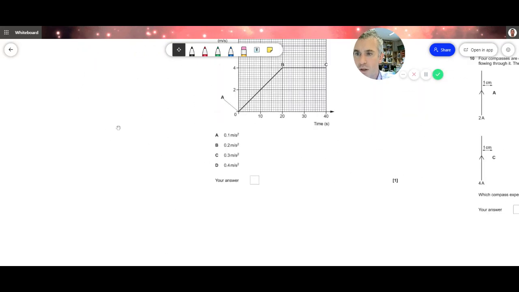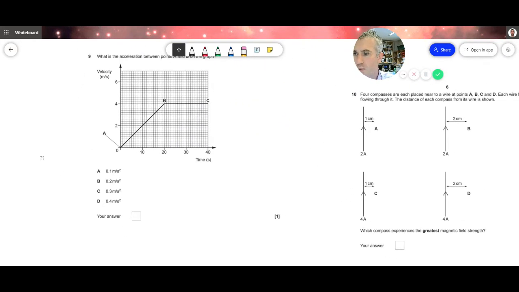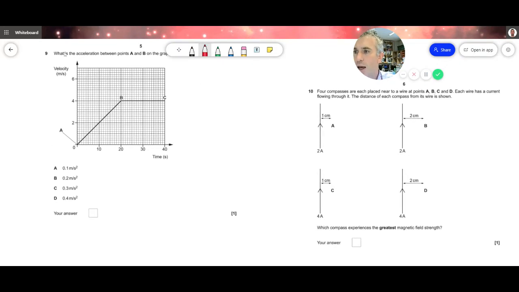And let's zoom in the last couple to get them both on the same page at the same time. And what is the acceleration between point A and B on the graph? This is a velocity time graph, so the acceleration is all about the gradient. That is the worst triangle in the world, so I'm sorry. So change in y, which is 4, over change in x, which is 20, gives us 0.2. I couldn't do the maths in my head. B is the correct answer.